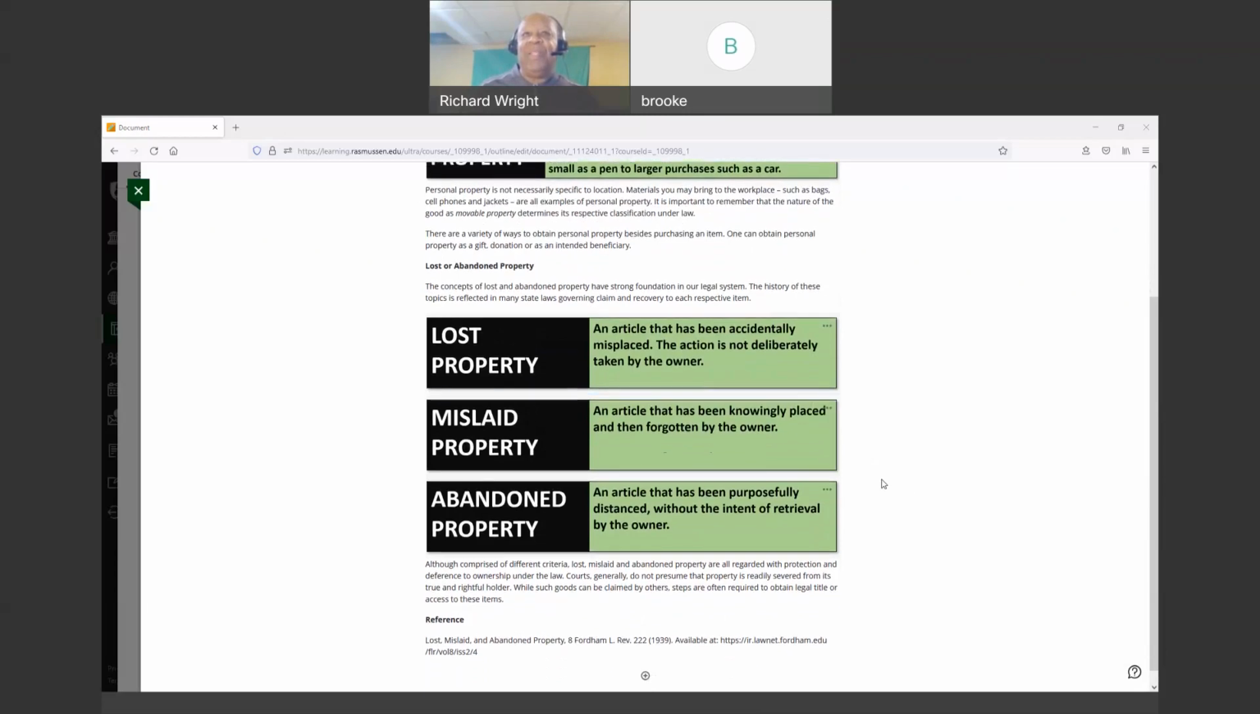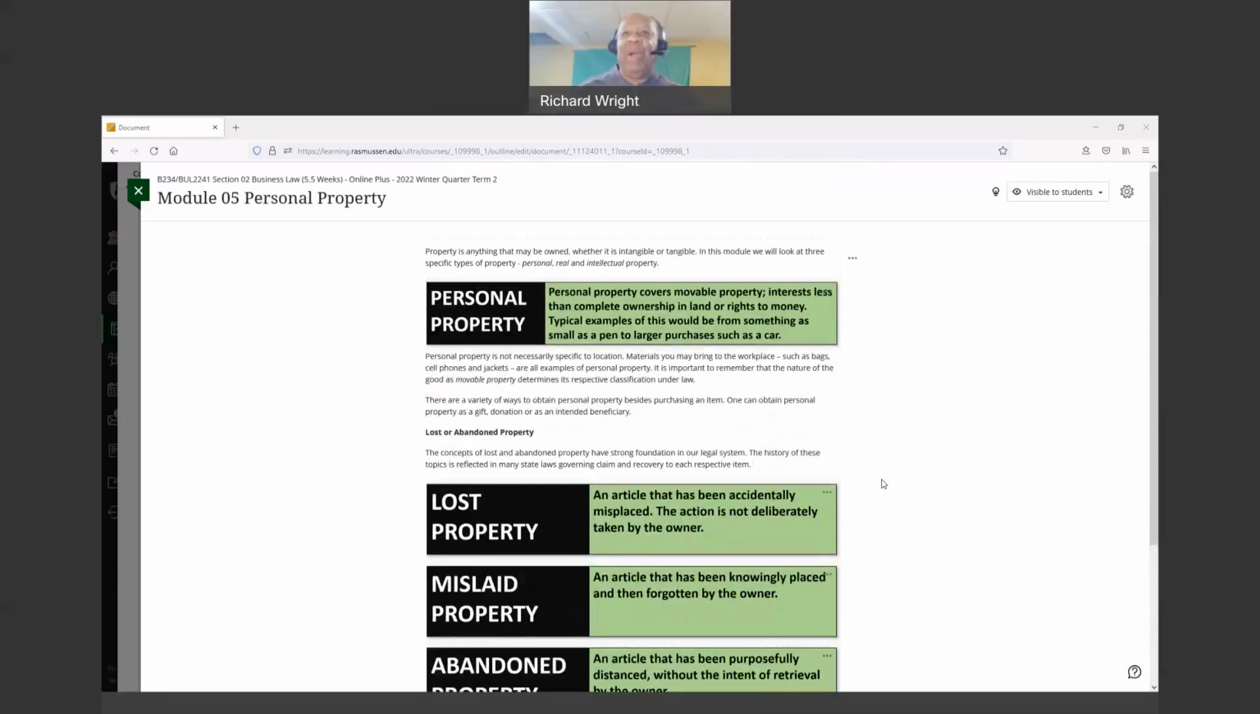So that's it for personal property. Remember, the key thing is that when it's personal property, it's movable property. Movable. So ask yourself, is this item movable? I don't care how heavy it is, but is it movable? A car is pretty heavy, but it's personal property.